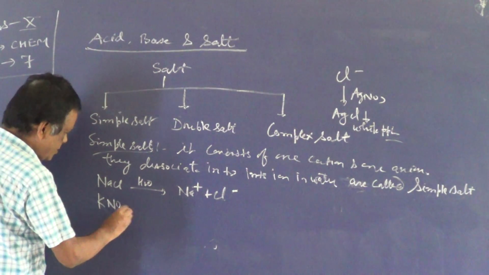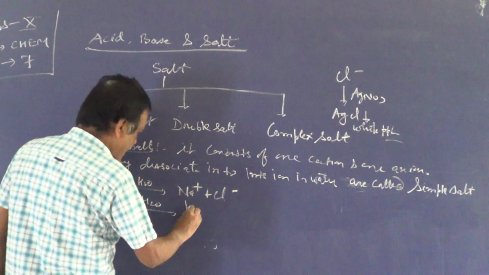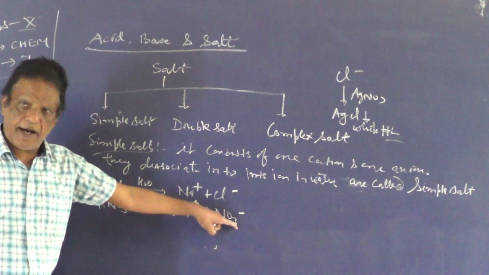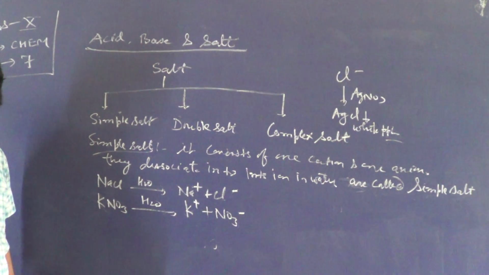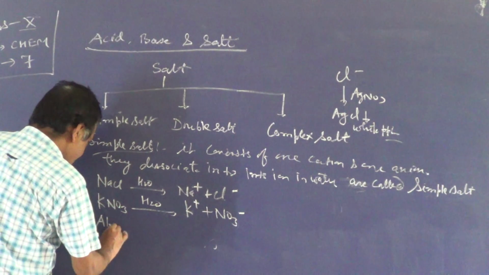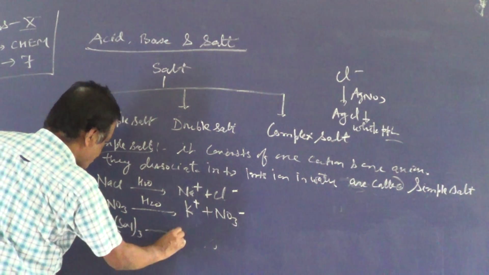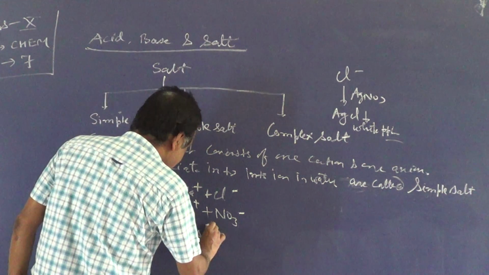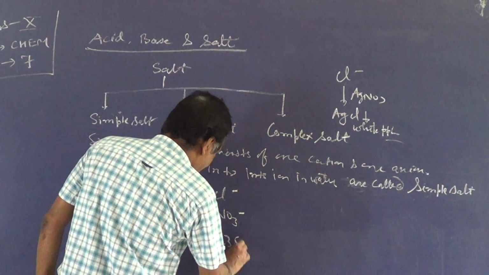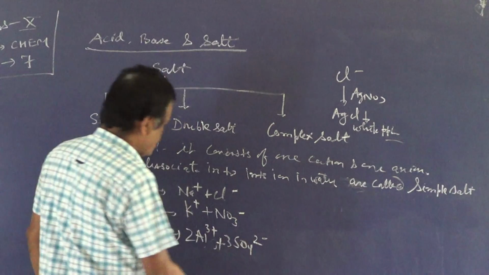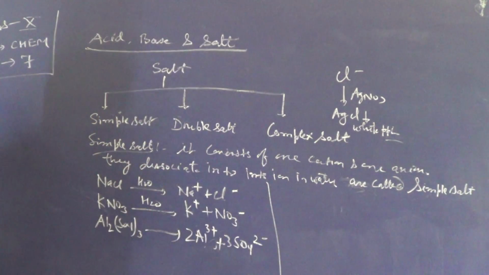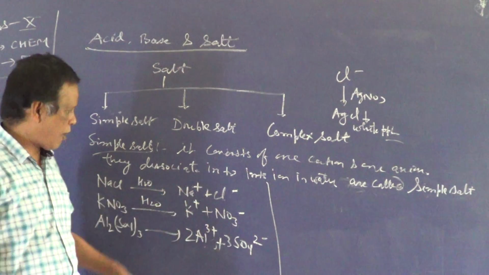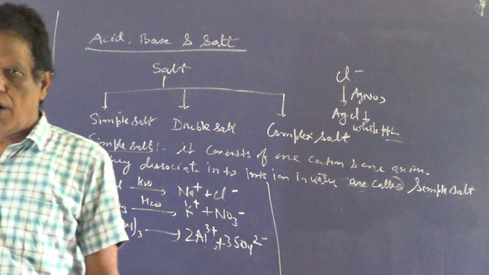KNO3 is a simple salt. In water, K+ and NO3-. It dissociates into cation and anion, so it is called simple salt. Al2(SO4)3 is also a simple salt because it dissociates into ions, 2Al3+ and 3SO4 2-. Simple salt consists of one cation and one anion, and they give the analytical test of cation and anion.